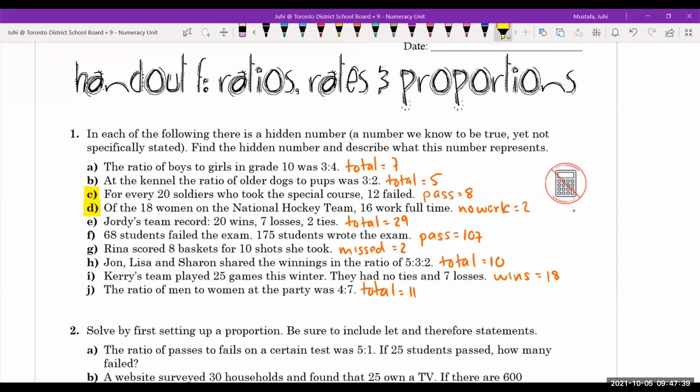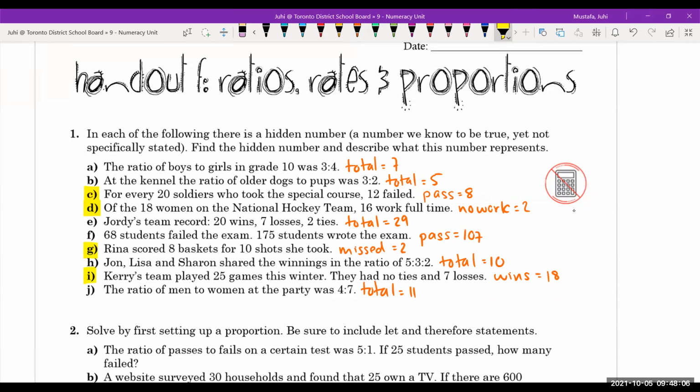Okay, you guys, I think that's a good amount of time. So I want to bring your attention to 4 specific questions. Let's look at question C. It says, for every soldier who took the special course, 12 failed. So basically they're telling you 20 people took a class, 12 of them failed. The hidden number in that case, you really have to think, well, what's the opposite of failing? It would be passing. And so 8 people passed.